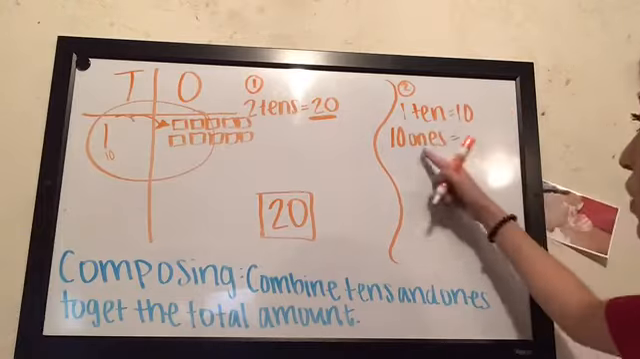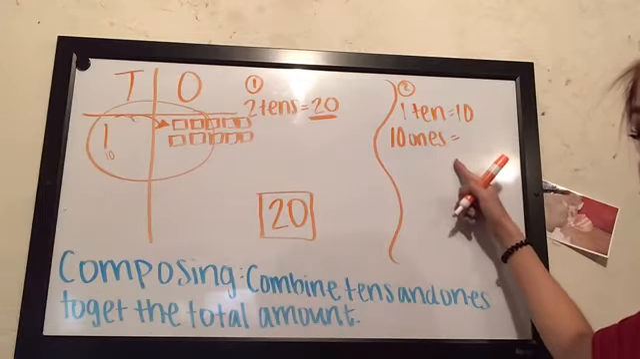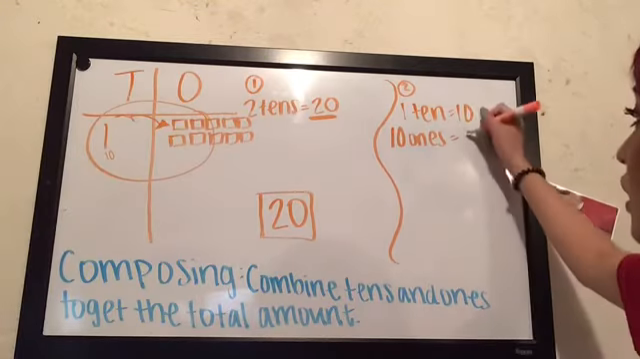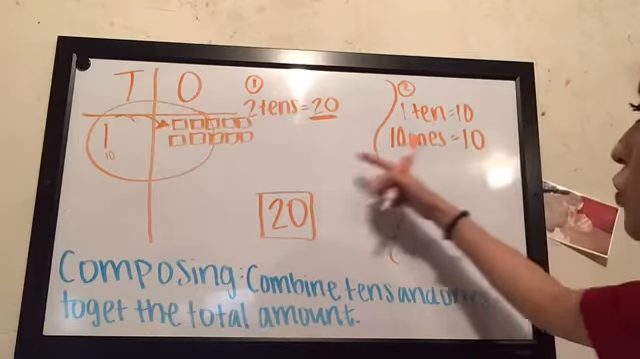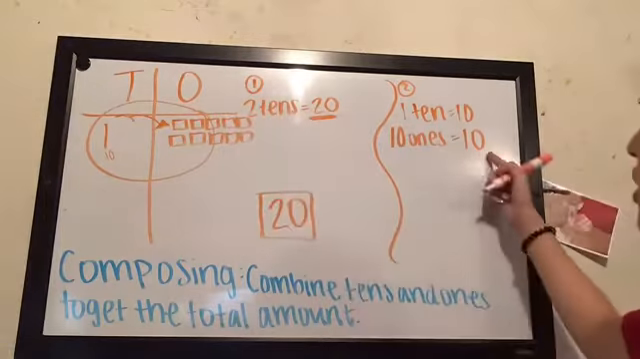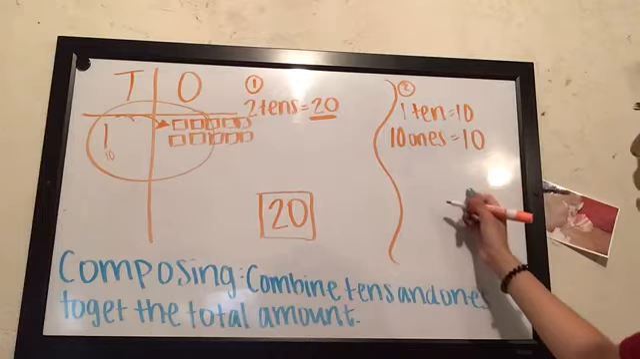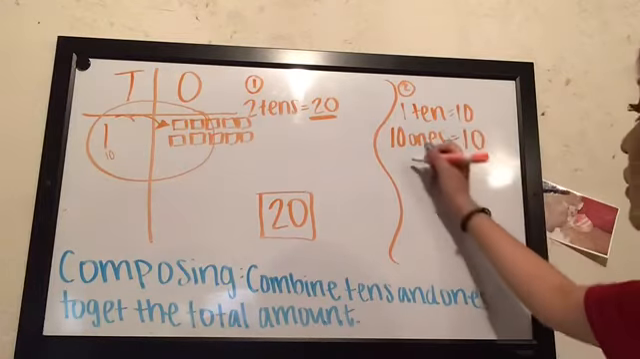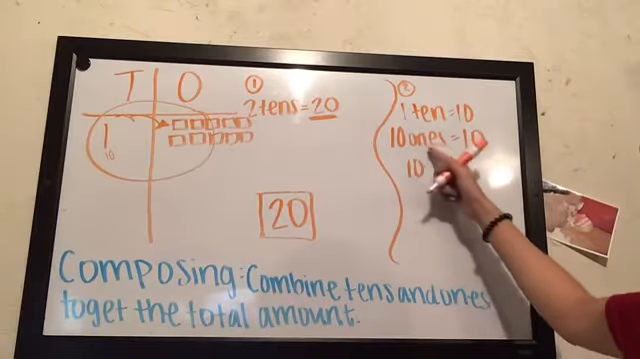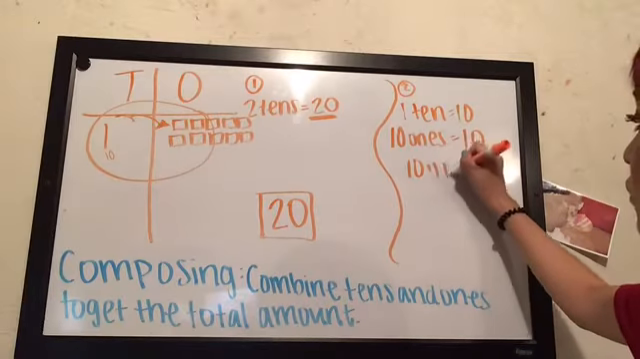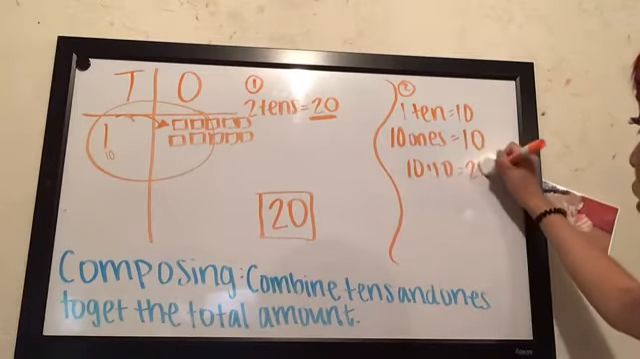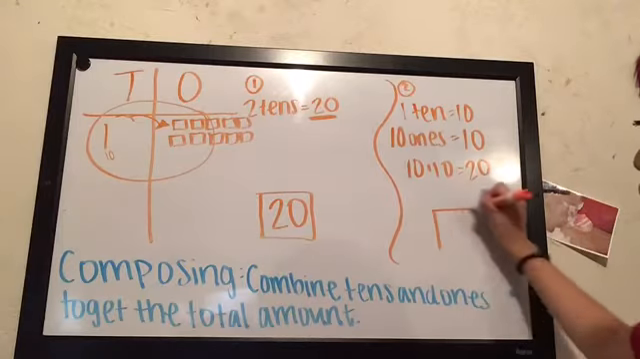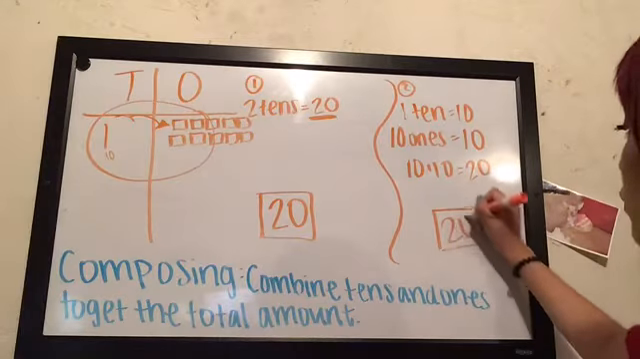And what does 10 ones equal to? What is the total of 10 ones? It is 10 because each one is 1 unit. So we just have 10. So now we have 110 equals 10. So we have 10. And then 10 ones equals 10. So we have plus 10. That equals 20. So the number that you compose is 20.